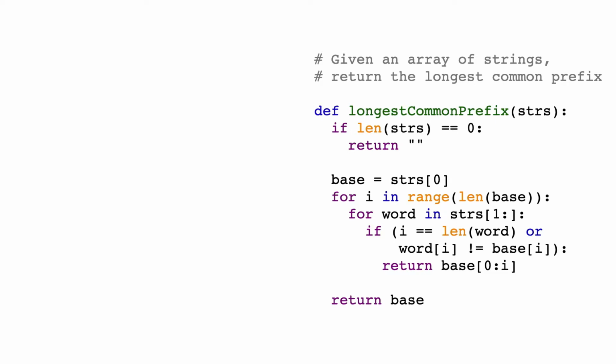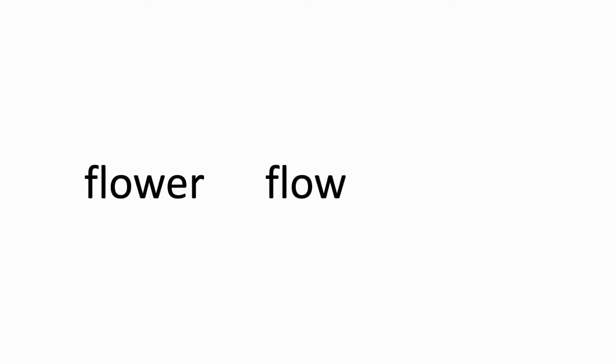Given an array of strings, we have to return the longest prefix that all the strings have in common. For example, if the words are flower, flow, and flight, the longest common prefix is FL. Now the strategy we'll take here is a vertical scanning approach.